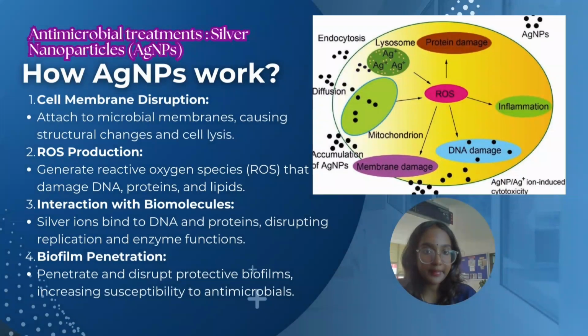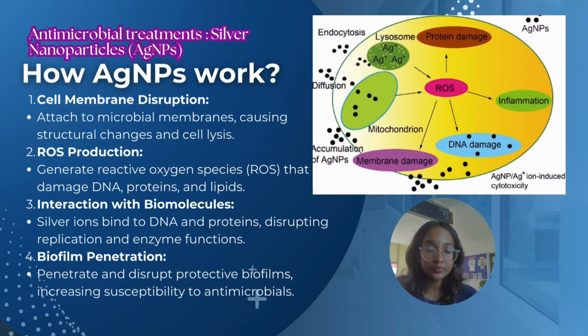How do AgNPs work? Well, cell membrane disruption. AgNPs attach to the microbial cell membrane, causing structural changes and increasing permeability, leading to cell death. Reactive oxygen species (ROS) production. AgNPs generate ROS, which induce oxidative stress and damage cellular components like DNA, proteins, and lipids. Interaction with biomolecules. Silver ions released from AgNPs bind to microbial DNA and proteins, disrupting replication and enzyme function.